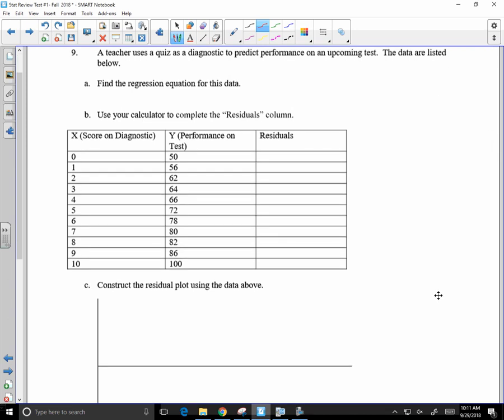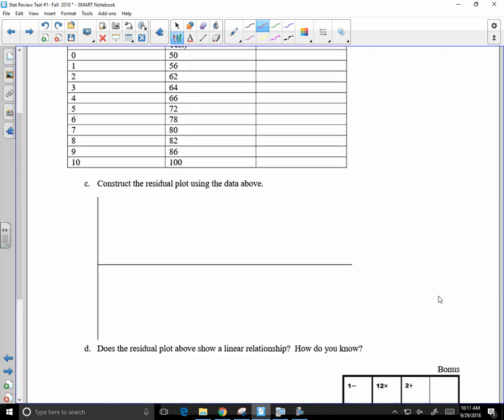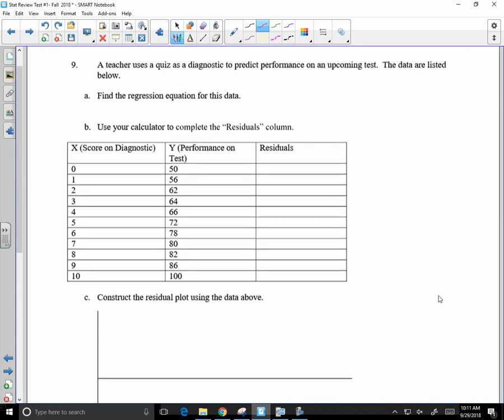All right, number 9. And that's all she wrote. So this is the last puzzle at the end. A teacher uses a quiz as a diagnostic to predict performance on an upcoming test. The data are listed below.